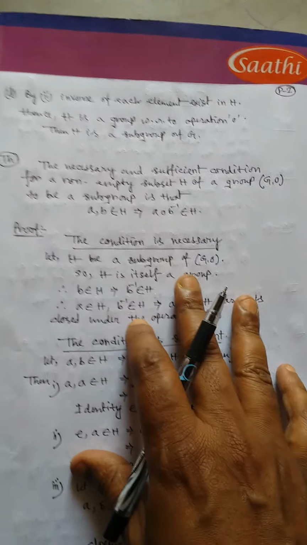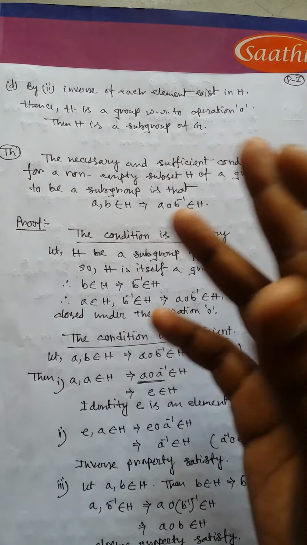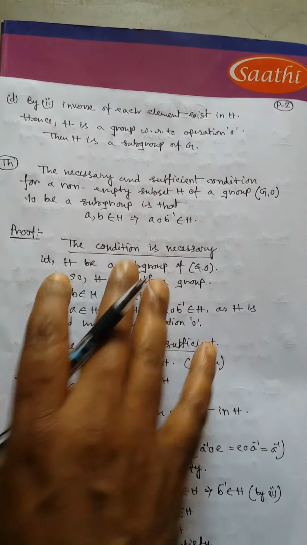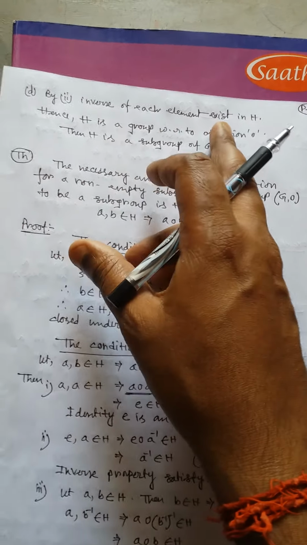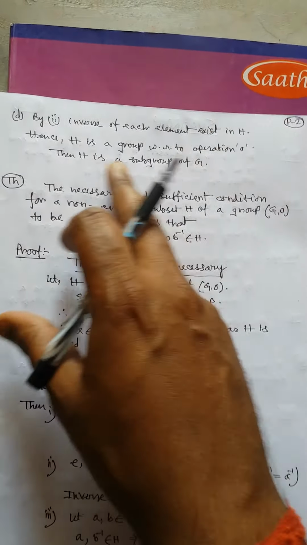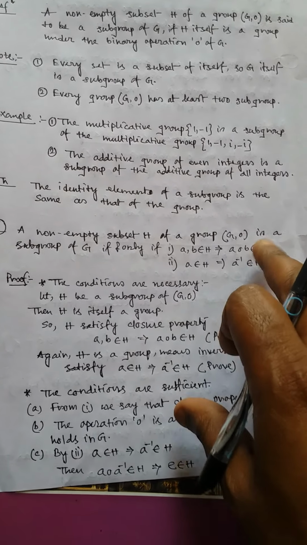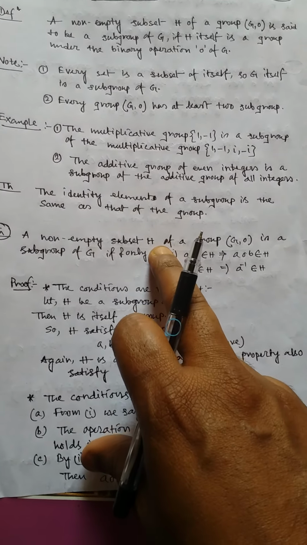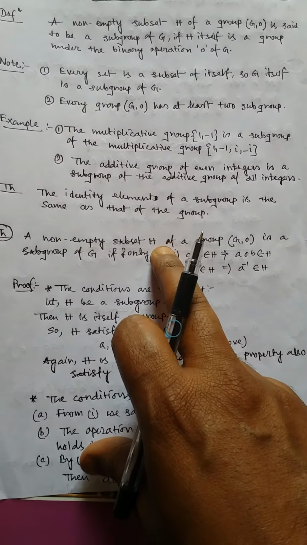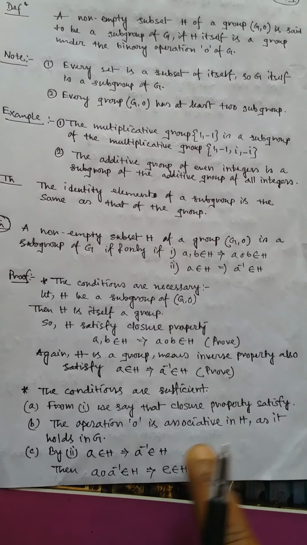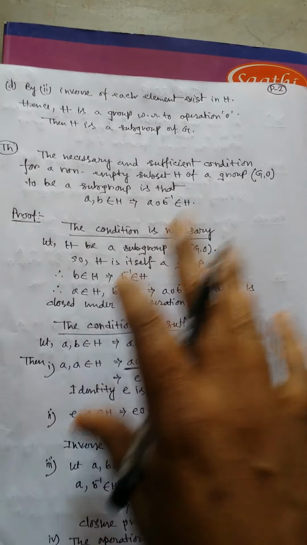Now you have to prove the last one, the inverse of an element. From the second statement, each element in G has its inverse, so H is a group. What we have to see here is A belongs to G, A inverse belongs to G. If these two statements are correct, then using that you have to prove H is a subgroup. So four properties are satisfied here: closure property, associative property, identity property, and inverse of an element.